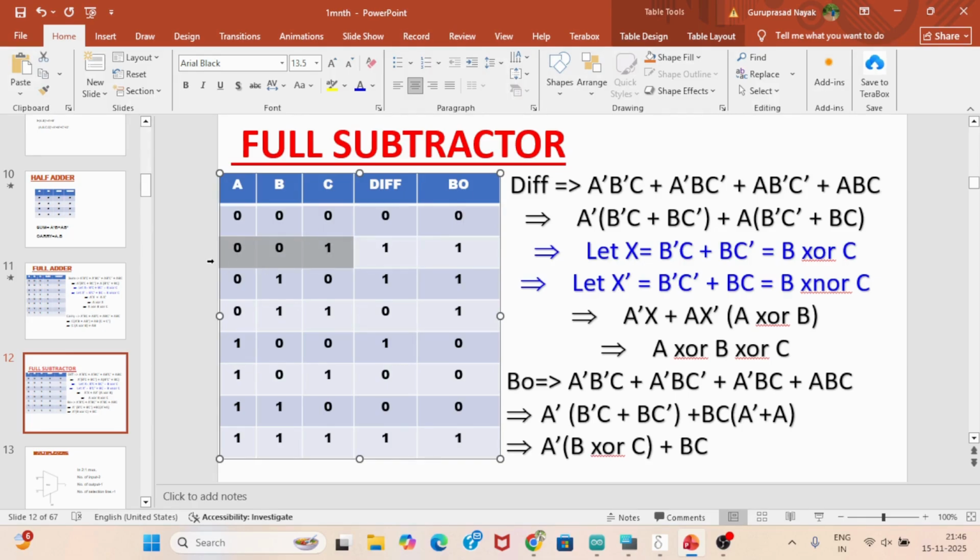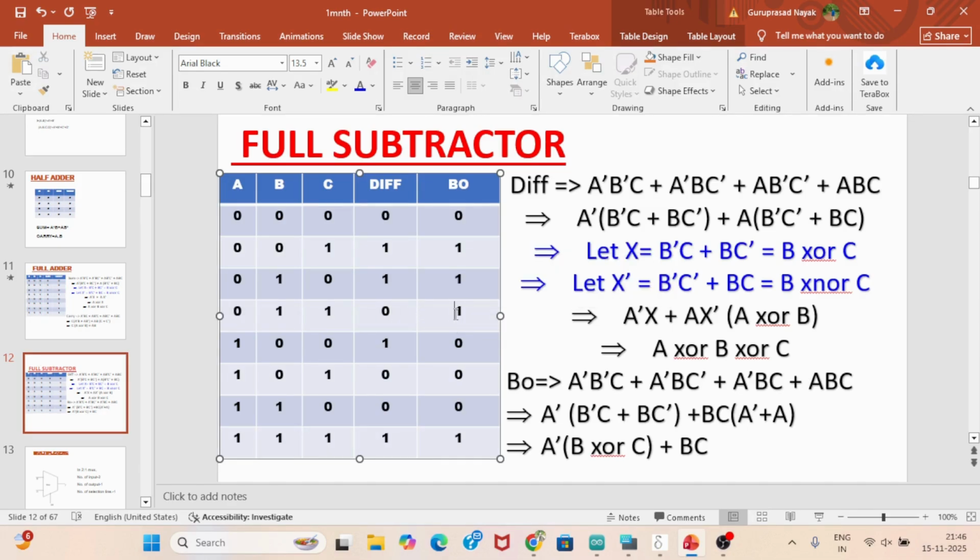How to find out? 0 minus 0 is 0. For 0 0 1, 0 minus 1 is not possible, so we have to borrow first, so I mention 1. You can check 0 minus 1: the difference is 1 and the borrow is 1. Then for 0 1 1, since 1 appears twice, there is no difference. 0 minus 1 means it's taking a borrow, since it's not possible.